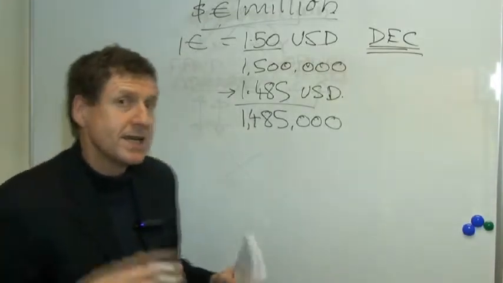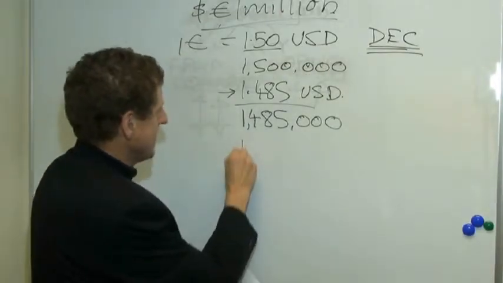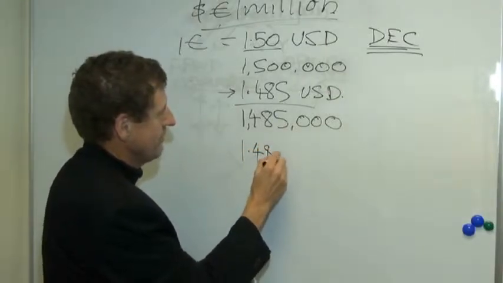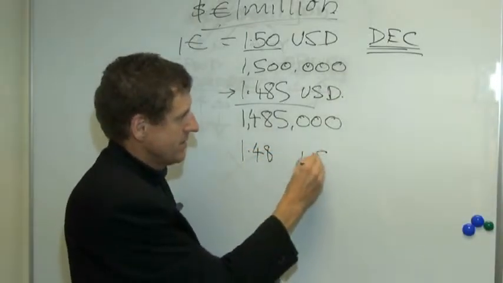Now, as it turns out in the example, the actual spot rate in 3 months' time turns out to be 1.48 US dollars.